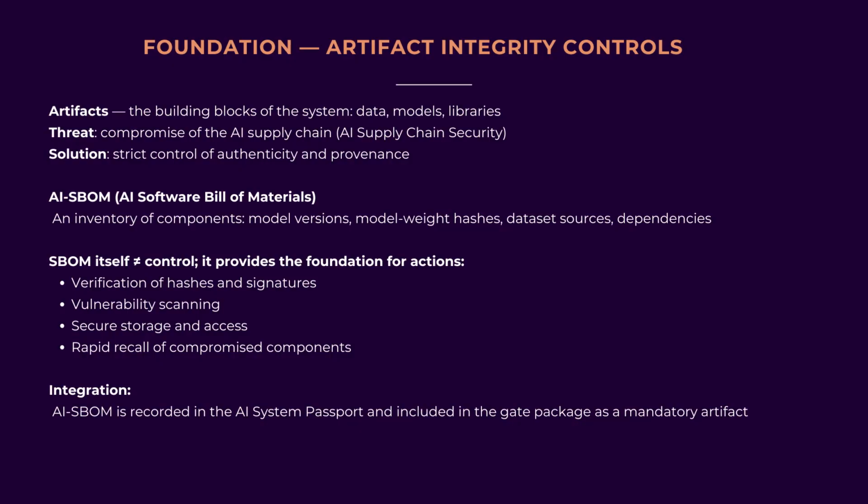How does this instrument integrate into our governance system? Simply, in the AI System Passport we store a link to the current component specification, and it is a mandatory part of the gate package. Thus, it is through the linkage of the AI System Passport with the SBOM Plus controls that we build our first and most important line of defense, ensuring transparency and controllability across the entire supply chain. Now let's move to the next layer of defense.